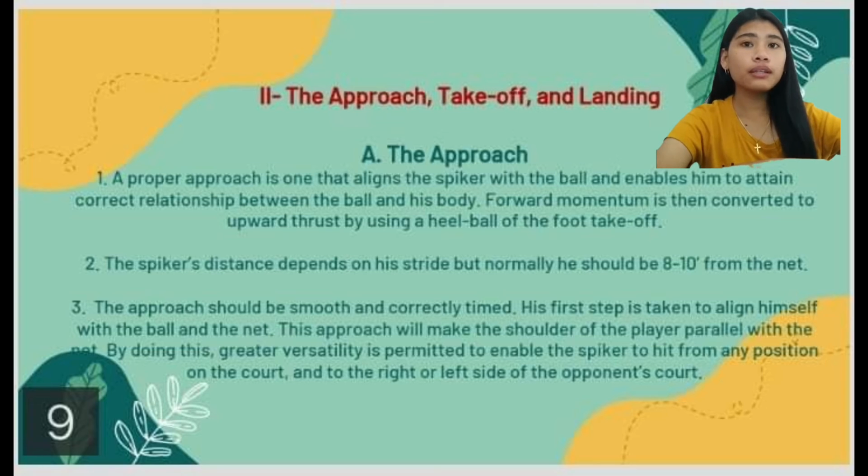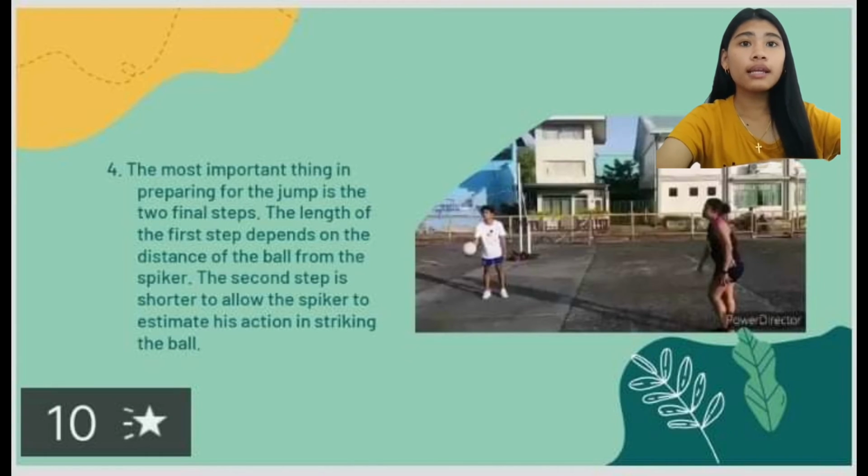The most important thing in preparing for the jump is the two final steps. The length of the first step depends on the distance of the ball from the spiker. The second step is shorter to allow the spiker to estimate his actions in striking the ball.